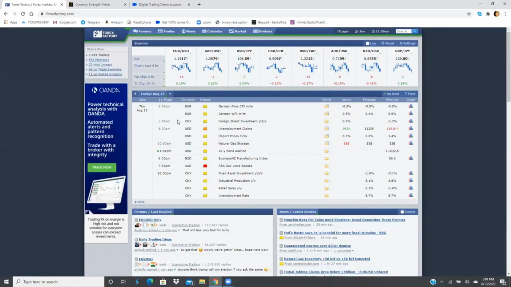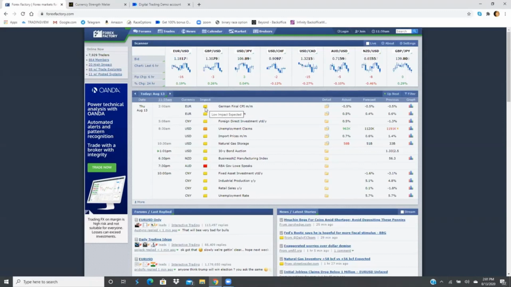So forexfactory.com basically tells us the folders. You're going to look at the folders and what colors they are. Here's the time, so you have to match it up with the time that you're in, whether you're in Eastern or Pacific. Right now it's telling me today is Thursday, August 13th. We have the time, and then this is the currency pair, and this is the impact it's going to have on the market. It says euro is the currency pair. The impact is yellow. So yellow is low impact expected. So that's low impact news.